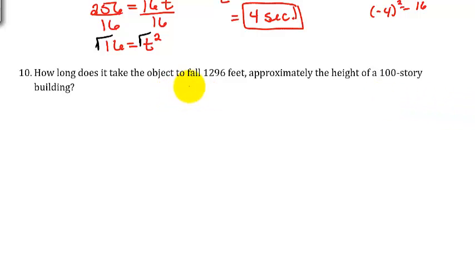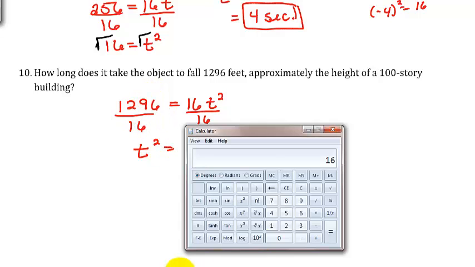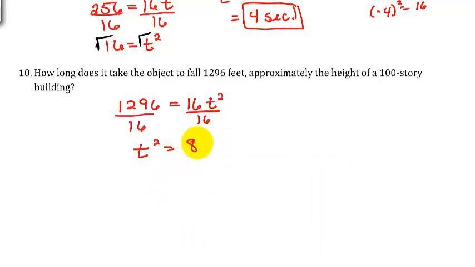How long does it take the object to fall 1,296 feet? Approximately the height of a 100-story building. Again, the 1,296 is our distance, s. So that would be equal to 16t squared. Then we follow the same procedure. We're going to divide both sides by 16. On the right, we'll just be left with t squared. Over here, let's do that division on our calculators. 1,296 divided by 16 gives us 81.